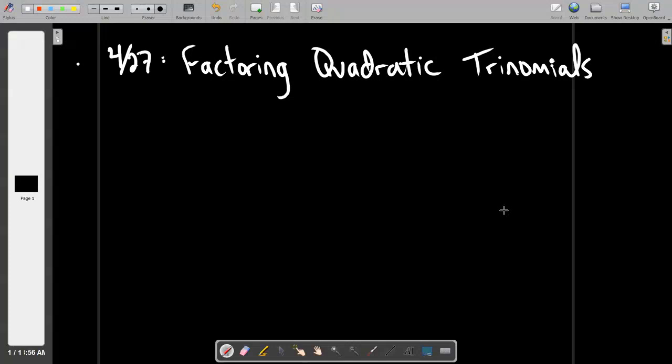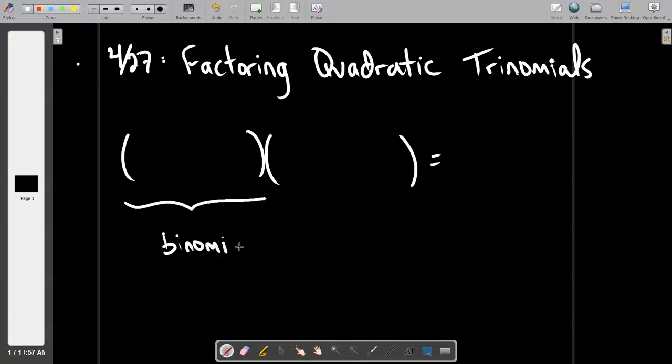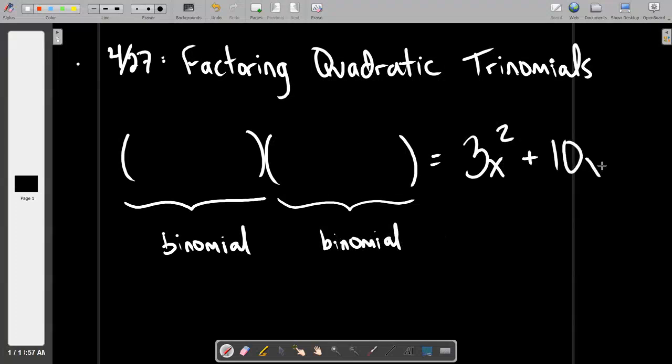What I'm going to ask of you is to factor something, and you may not know what that means yet, but I'll show you. There's going to be a math problem in here. It's going to be a binomial times a binomial. And rather than give you the math problem, I'm going to give you the answer to the problem.